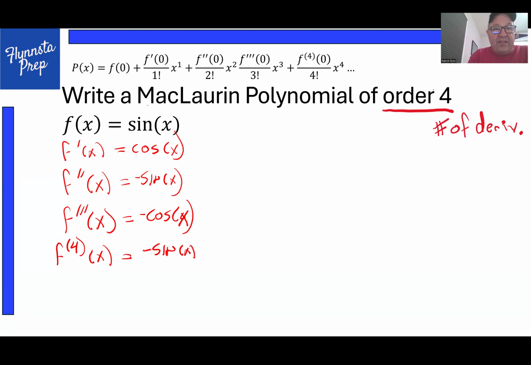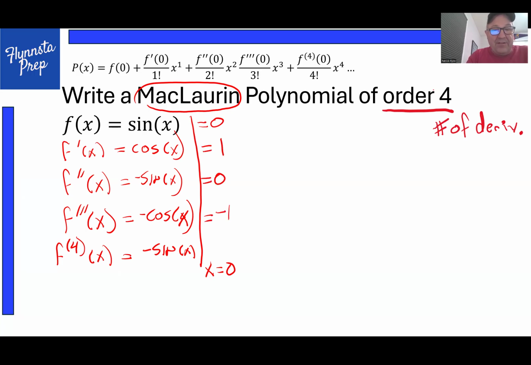Now, since this is a Maclaurin polynomial, that means we're going to evaluate all of these when x is equal to 0. Well, the sine of 0 is 0. Cosine of 0 is 1. Negative sine of 0 is 0. There's our values. Let's go ahead and put them into our Maclaurin polynomial.